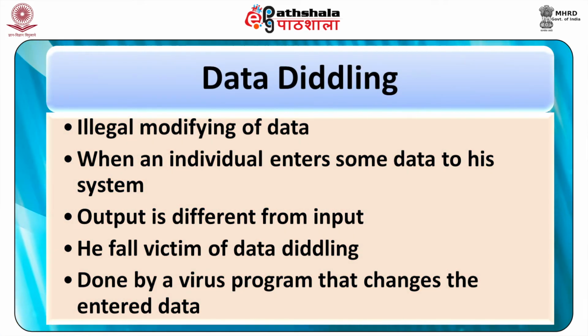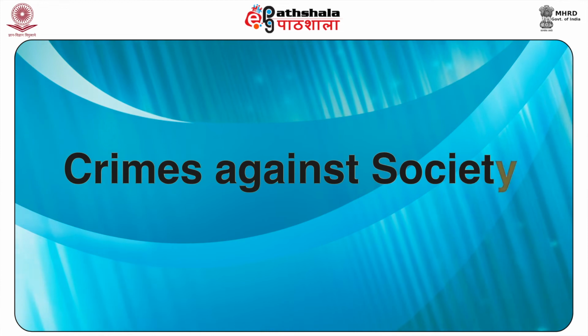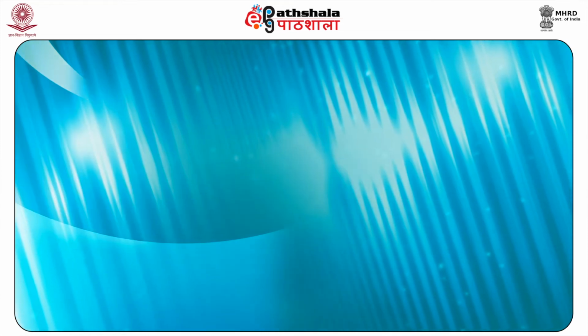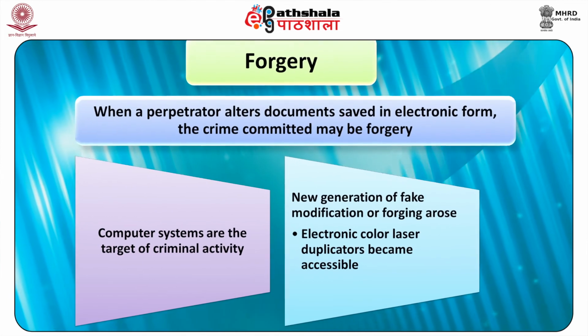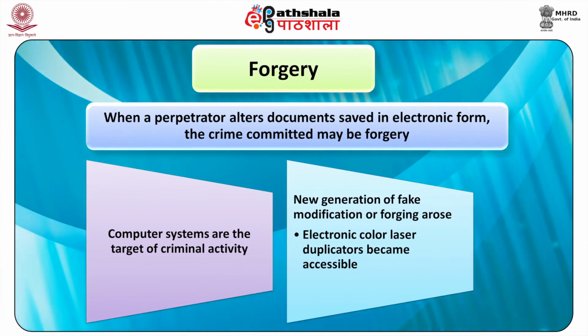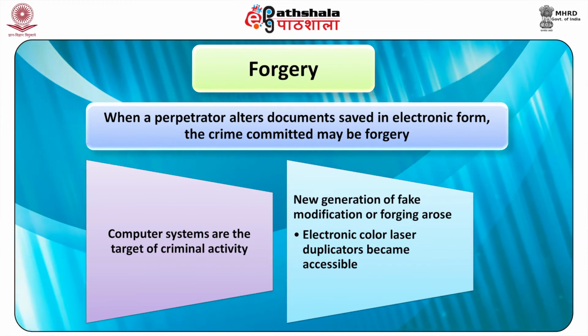When an individual enters some data into his system and the output is different from the input, he may be a victim of data diddling. It is done by a virus program that changes the entered data. Crimes against society: Forgery. When a perpetrator alters documents saved in electronic form, the crime committed may be forgery.